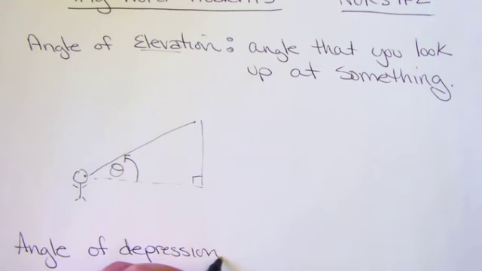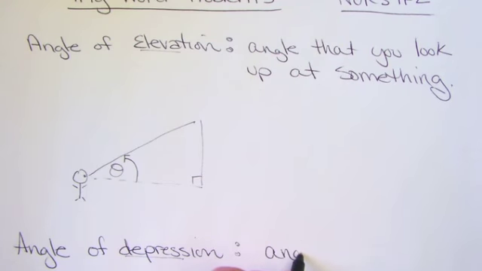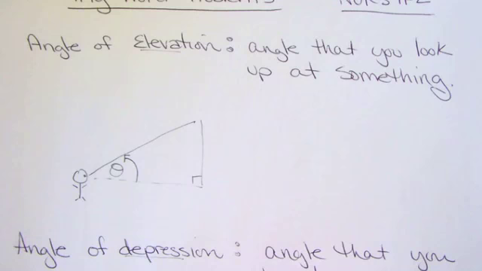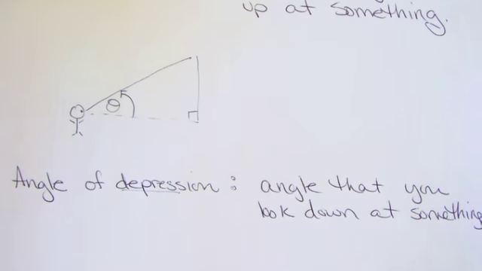The next would be the angle of depression. And if you think depressed, you're down, you're feeling gloomy, the angle of depression would be the angle that you look down at something. Okay? So again, if this is you, here's your eye, here's your line of sight, here's like a little spider on the ground. You have to look down at the spider.